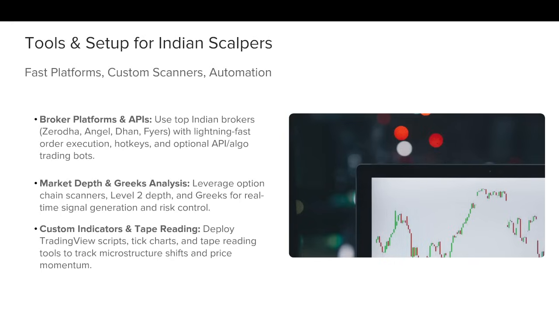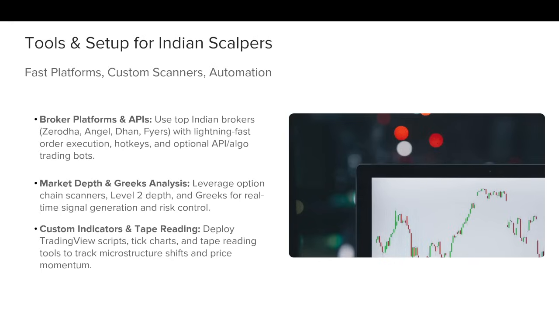Now if you are going to scalp, you need a very fast platform. So top Indian brokers are Zerodha, Angel, Dhan, Fyers. This is obviously not an exhaustive list and I am not promoting any broker. But please see that the broker has a lightning fast platform and very low charges. You can use hotkeys, you can use APIs or algo trading bots or whatever. So if a broker is allowing all this, you can use that broker for scalping.